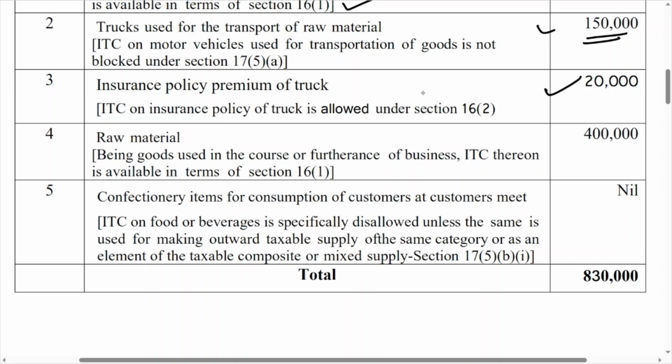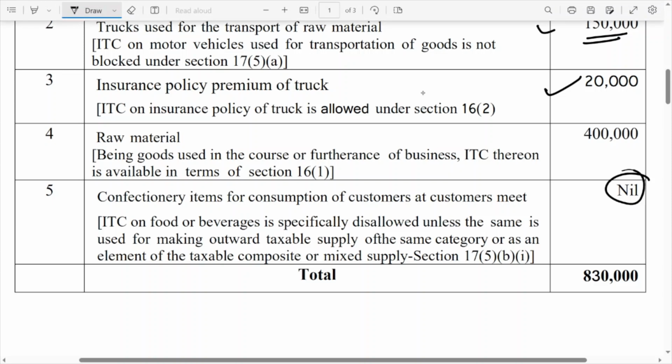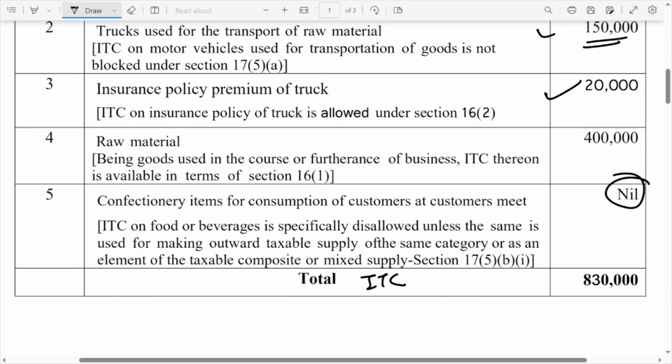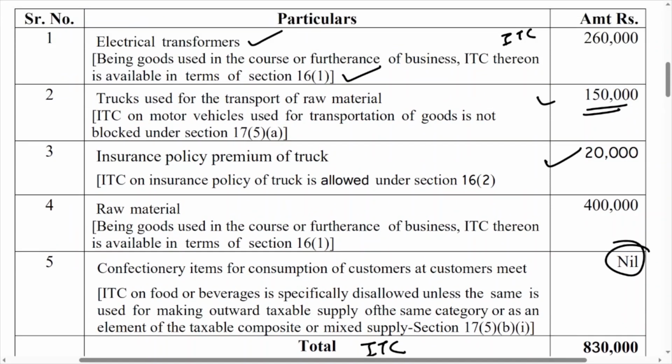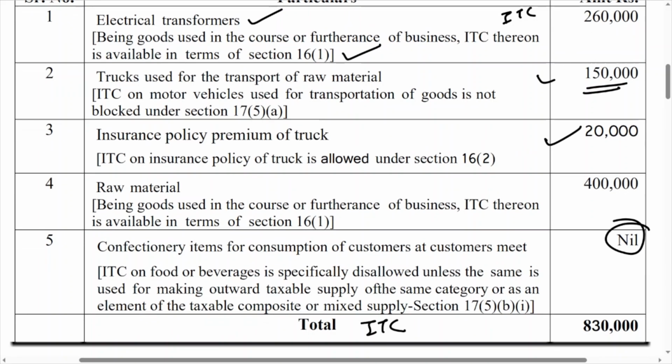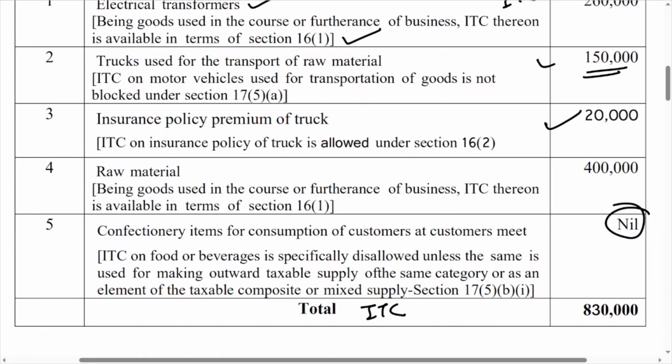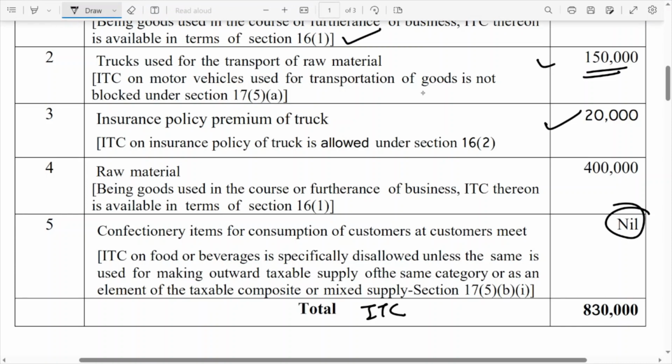So that is why the reason is said that it is for making outward taxable supply of the same category or as an element of the taxable composite or mixed supply, section 17 subsection 5 clause B, para 1. So that is why credit is totally blocked. Now what is the total ITC available to you? If you total all these four items, 2 lakh 60,000, 1 lakh 50,000, 20,000 and 4 lakh, then you will get 8 lakh 30,000. This is your answer. If you write this down along with the reason, then you will get full marks.